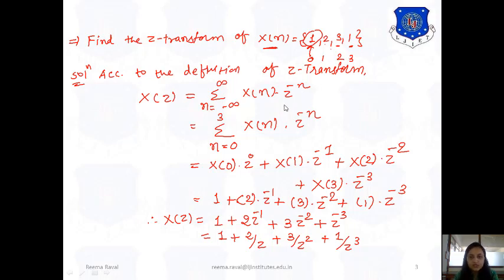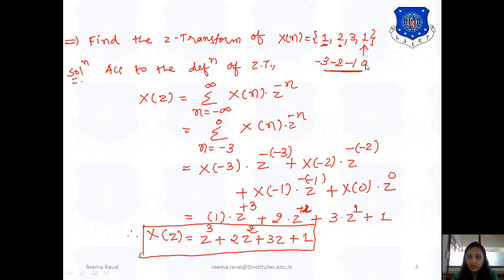So for the positive instants we obtained the negative power of z, and in the next example, as we have taken the arrow in the last position, we obtained the positive power of z. Why? Because for the negative values of n we get the positive power of z according to the definition. So while finding the Z transform of the given data sequence, always remember that you need to define the range of n particularly, and then according to that you have to place the values.